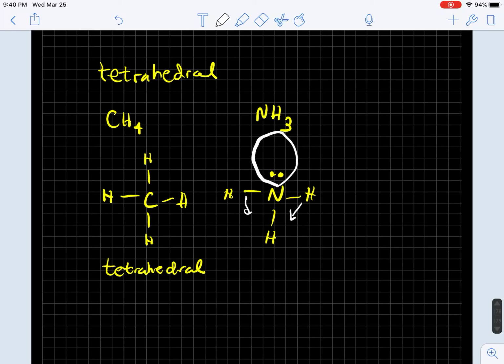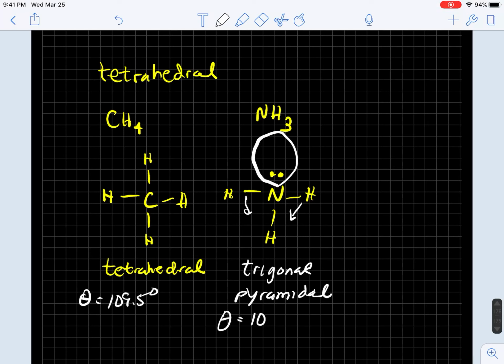And they say, well, okay, unshared pairs distort molecular geometry. Well, yeah, they do distort molecular geometry. And in fact, your book says, let's not even call this tetrahedral. Let's call this trigonal pyramidal. Okay, fine. Because in a tetrahedral, we're looking at a bond angle of 109.5 degrees, but in ammonia, you're looking at a bond angle of 107.8 degrees. That's not much different, 1.7 degrees.